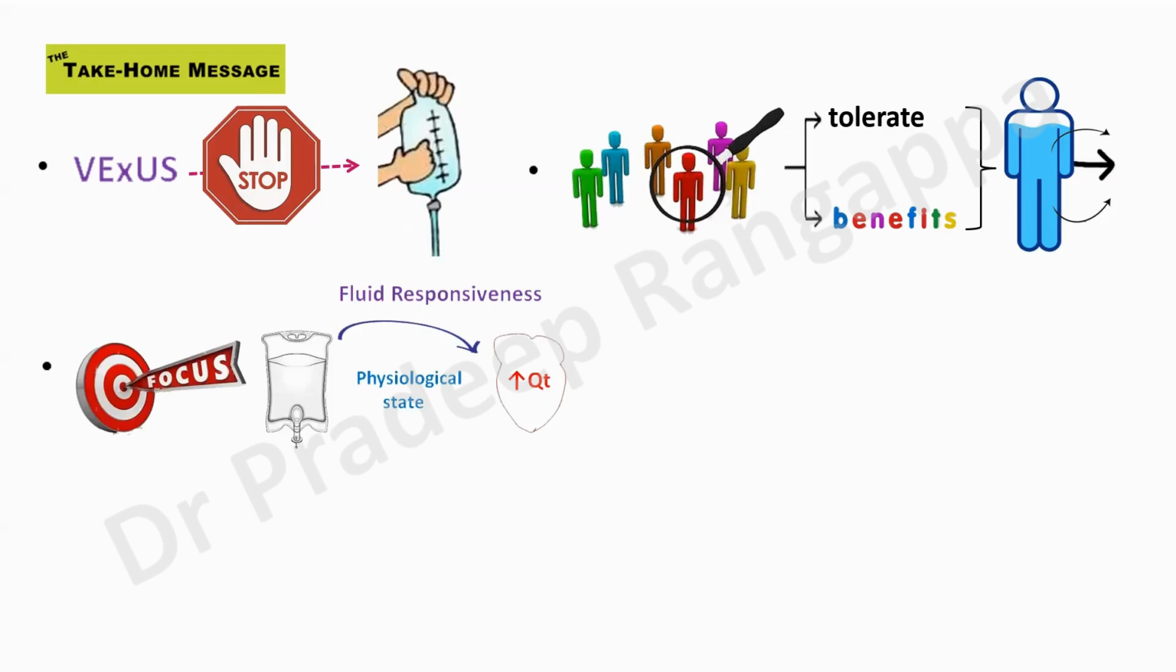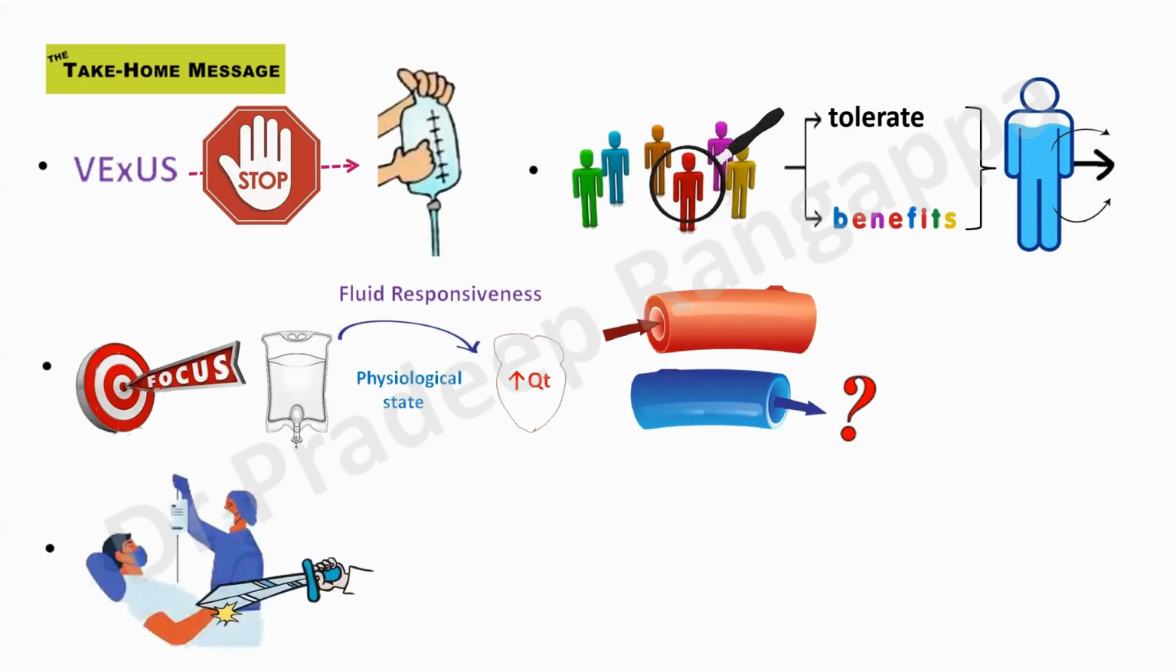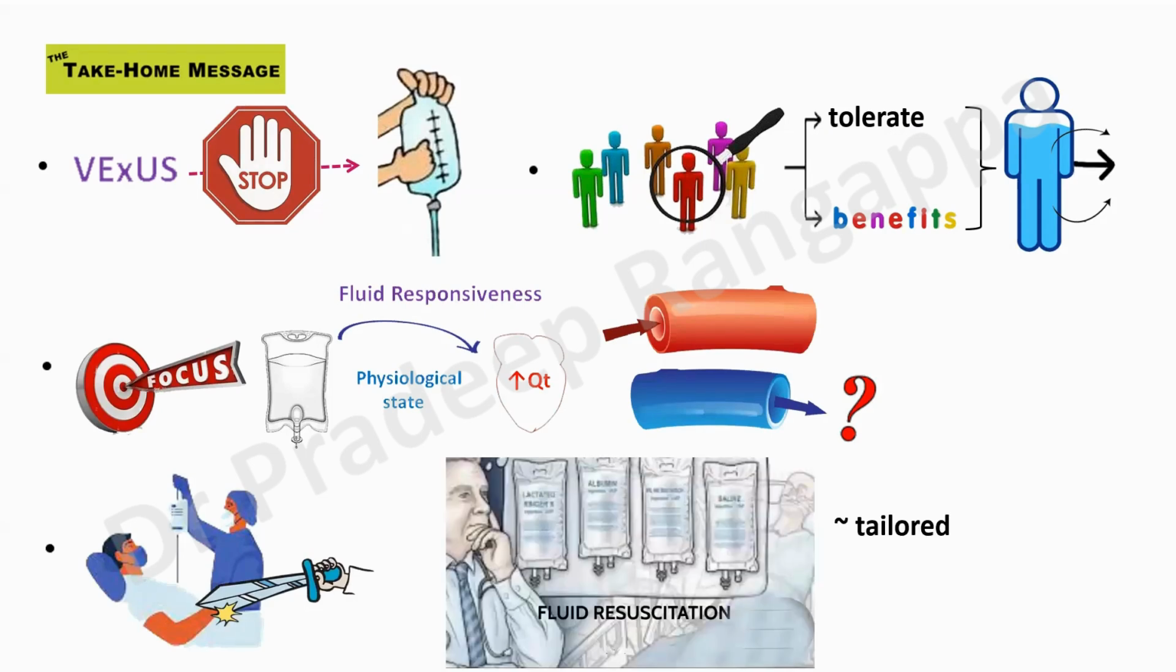And until now, the focus of all fluid resuscitation or hemodynamic optimization has been on fluid responsiveness, which only looks at the forward flow in the artery. But we have not looked at the tools which look at the backward flow, which is looking at the venous congestion. And we have to understand that fluid resuscitation is like a double-edged sword, and fluid resuscitation should be tailored to the patient's needs. And possibly VExUS is the key for precise fluid calibration or fluid management. So that would be the take-home message.